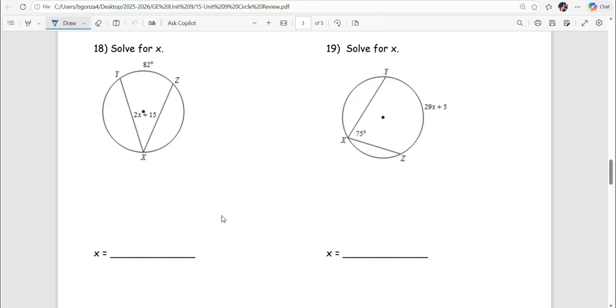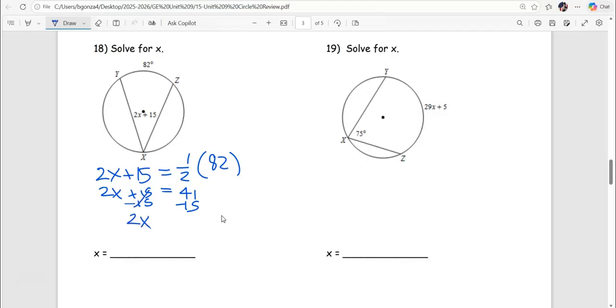Okay, so remember the inscribed angle is half of the arc. So this 2x plus 15, whatever's on the edge, equals 1/2 of whatever's intercepted on the arc, which here is 82. Half of 82 is 41. Subtract 15. 2x equals 26. Divided by 2, and you get x equals 13.